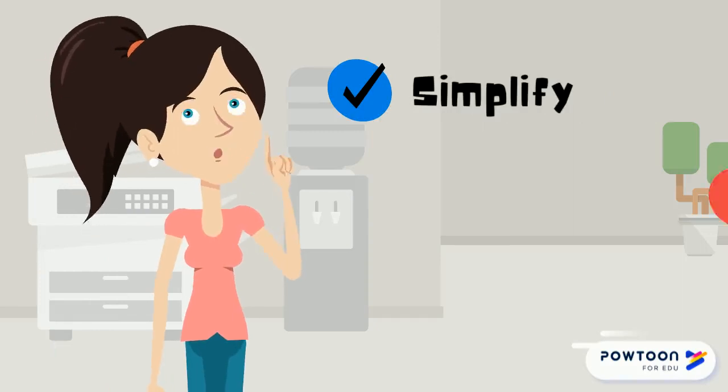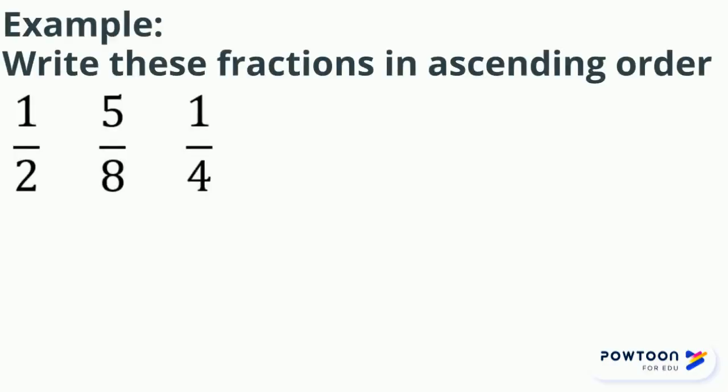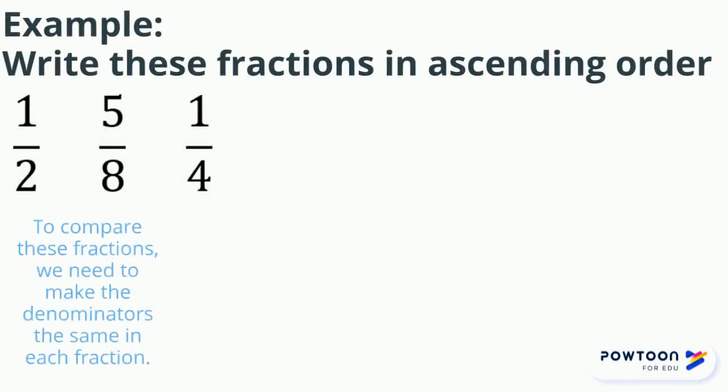Awesome job, we have now done simplifying and comparing. All that is left is ordering. In order to write fractions in ascending order, remember that means from smallest to biggest, we just have to make sure that all their denominators are the same. So we've got denominators 2, 8, and 4. All of those numbers go into 8, so we can change each of our fractions to be in terms of 8.